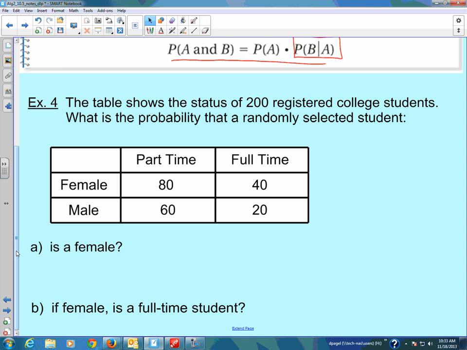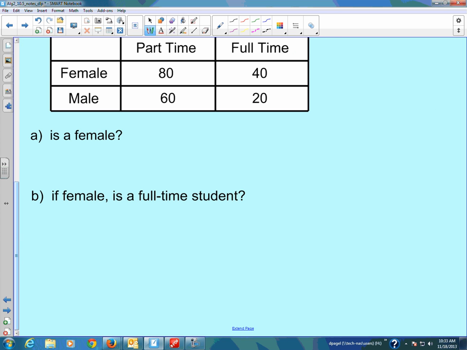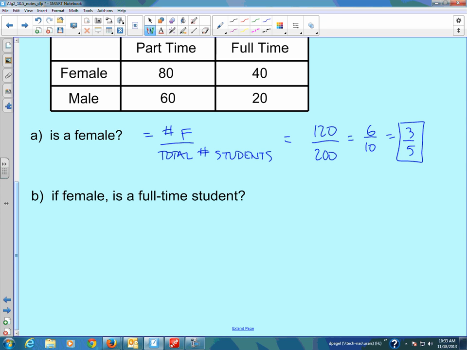What is the probability that this student out of this group of students is female? So don't overthink this one. We have number of females over the total number of students. Females, 200 students, and divide each of them by 20, and we get 6/10 or 3/5.